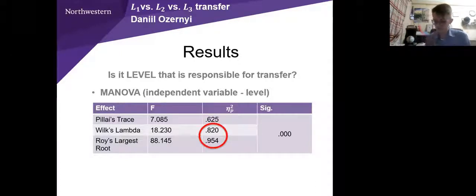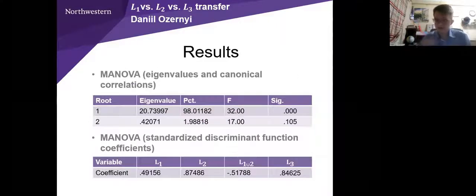And the more sensitive Wilks' lambda and Roy's largest root showed 82% and 95.4%. They all say that there is a significant proportion, so a lot of the variation is accounted for by the level, but the data can be assumed as significant. Sorry about that. But it will be resolved by the further tests.